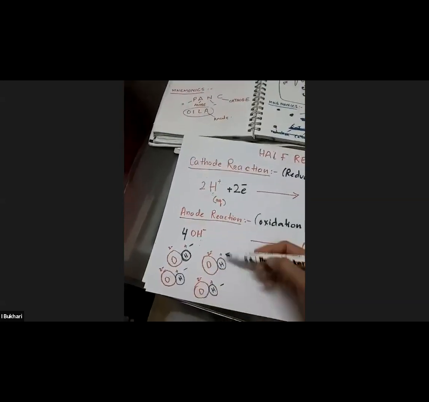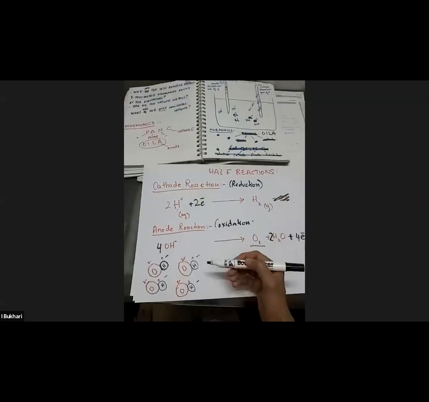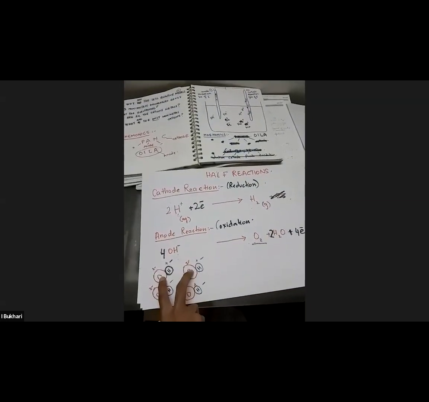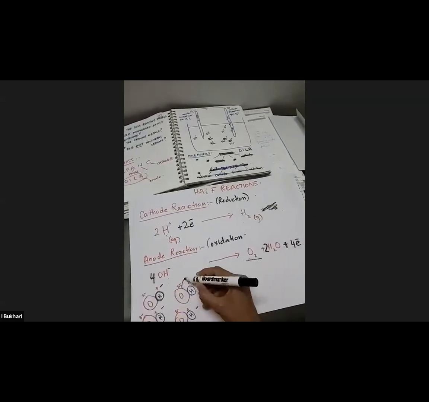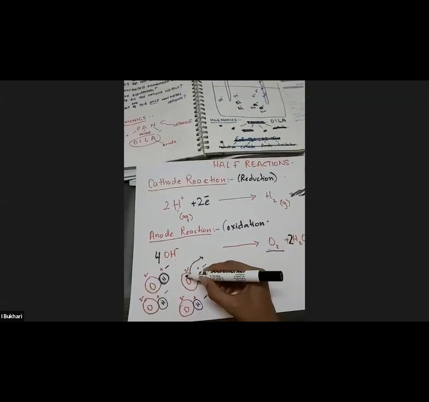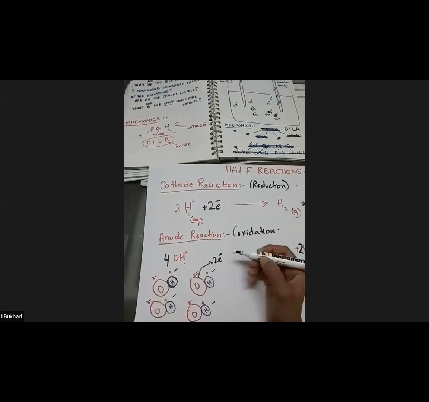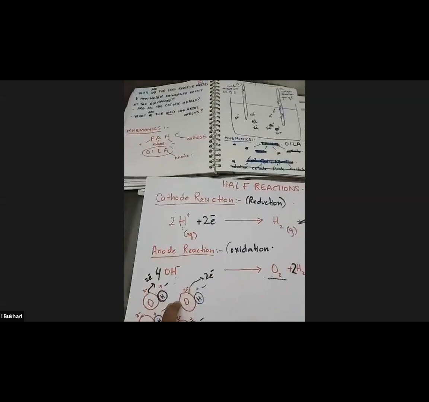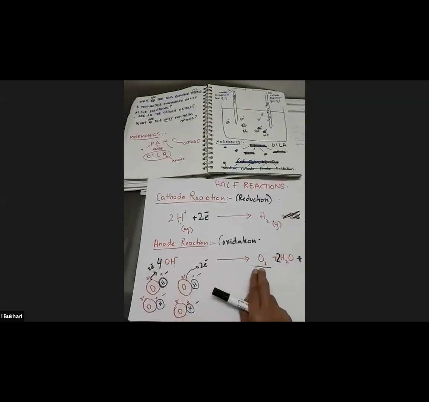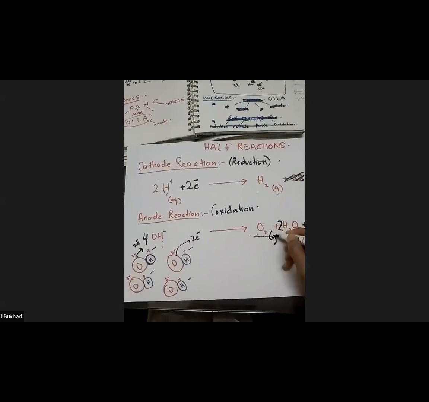Now we had 4 hydroxide. 2 of these oxides, O2 minus, they lost 2 electrons each. Each one gave 2 electrons. It had 2 minus, right? It had 2 extra electrons. It gave away 2 electrons because it had 2 minus. So it gave away 2 electrons, and they combined together, formed a covalent bond, formed an oxygen gas, diatomic gas.